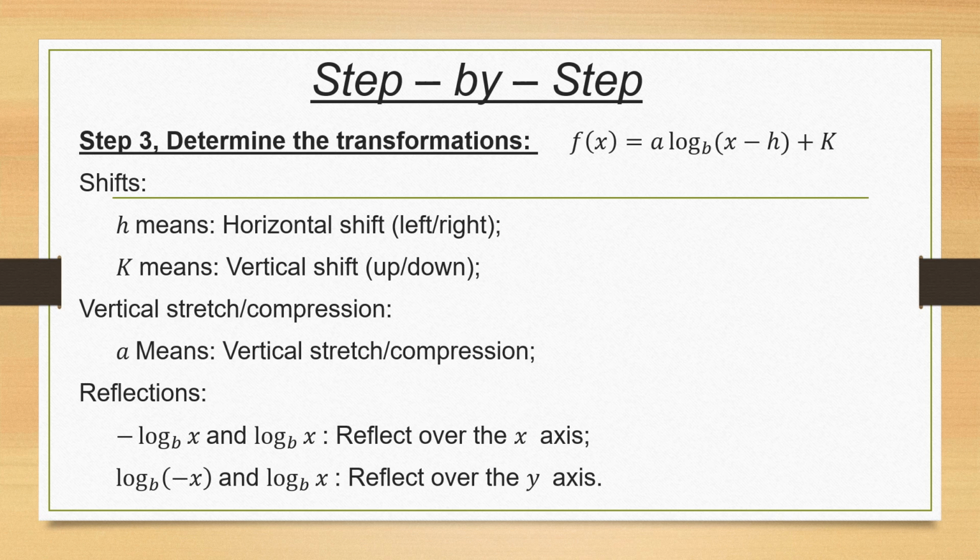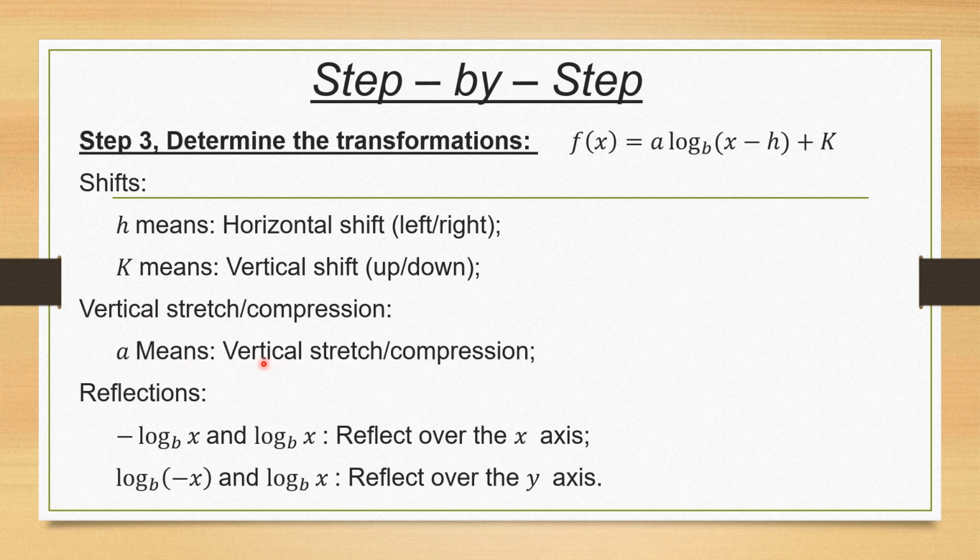Now step 3 is to determine the transformations. Here, h is the horizontal shift, from left to right, as it's directly connected to the x value. k is the vertical shift, as it doesn't change the shape of the function, but it changes the vertical value. The vertical stretch and compression is changed by a, so a can change whether the graph looks stretched or compressed.